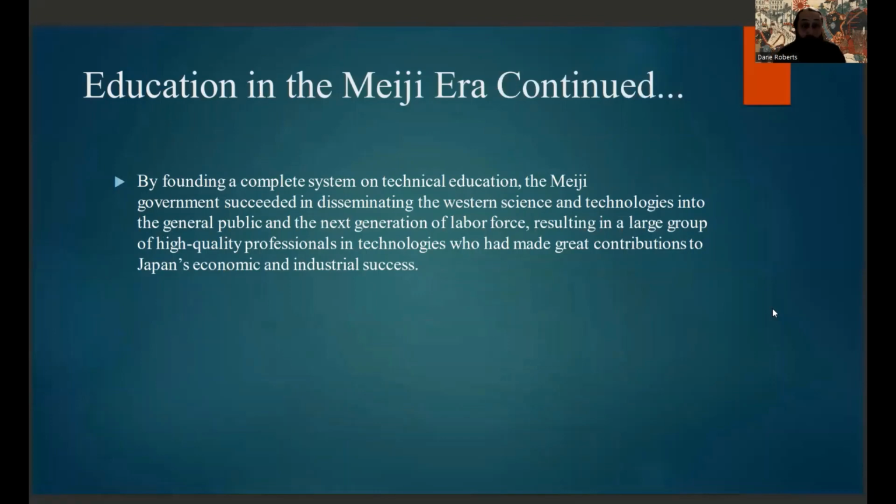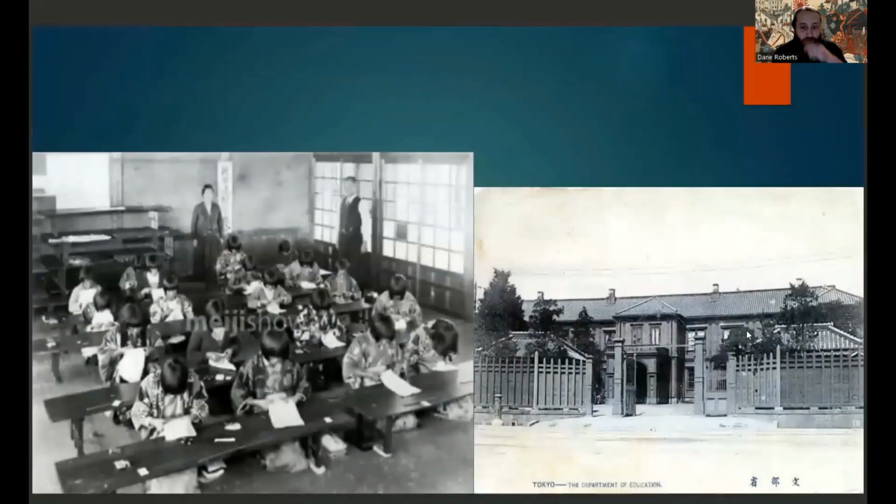By founding a complete system of technical education, the Meiji government succeeded in disseminating Western science and technologies into the general public and the next generation of the labor force, resulting in a large group of high-quality professionals and technologies who had made great contributions to Japan's economy and industrial success, in stark contrast to what was going on in China at the time, which had only partially achieved their reforms to modernize. So here's the Department of Education, and here's one of the Western-style schools that you see here.